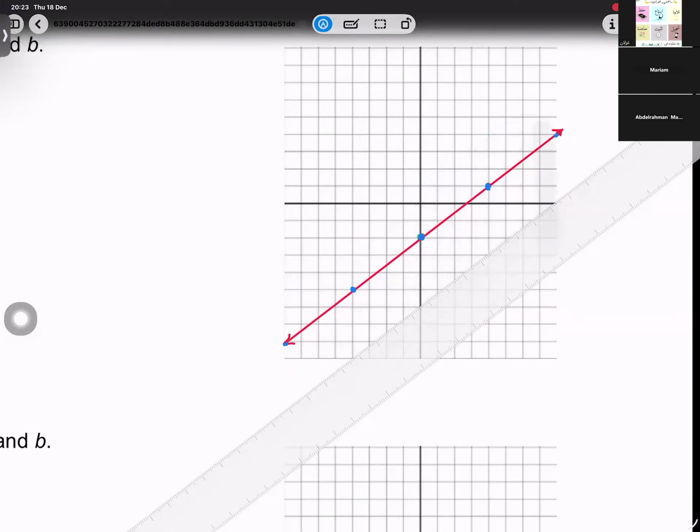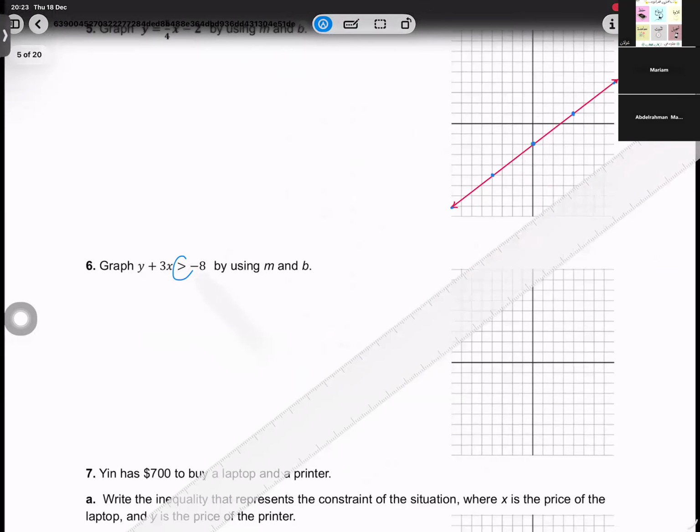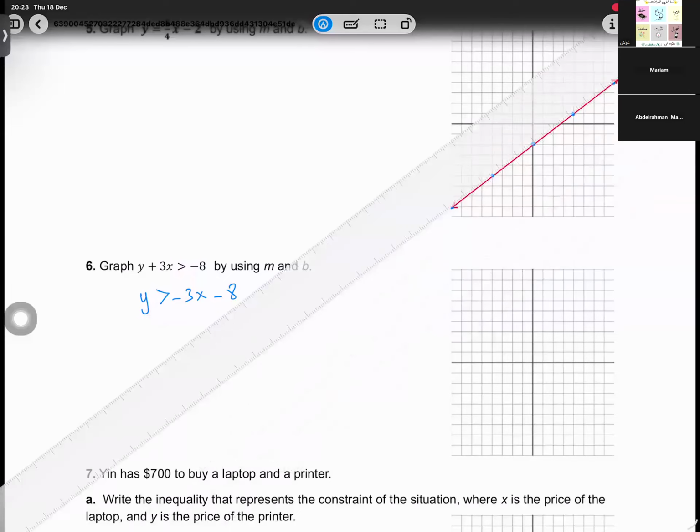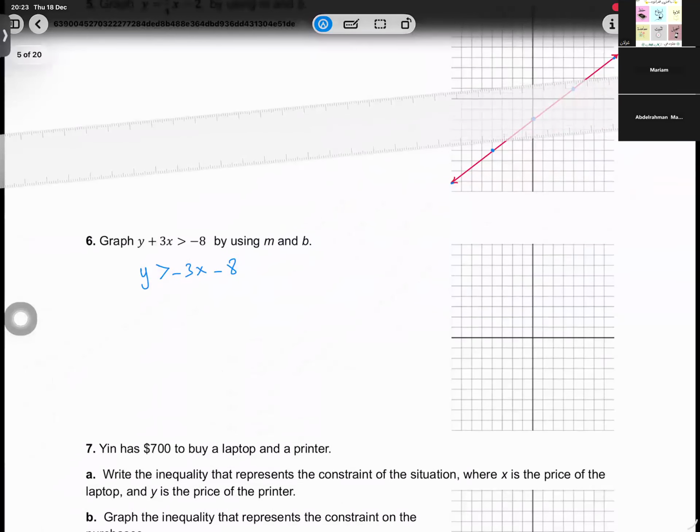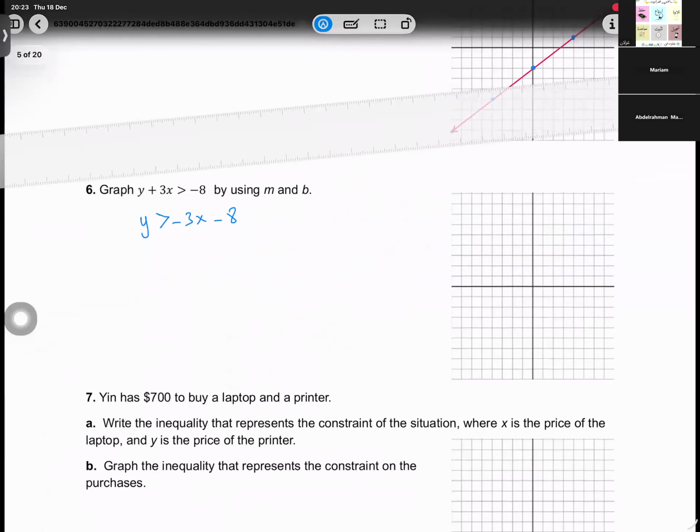The next one is the same thing, but you will shade. First isolate the y. So y equals negative 3x minus 8. And you can continue to do it in short. Excellent. Bravo.